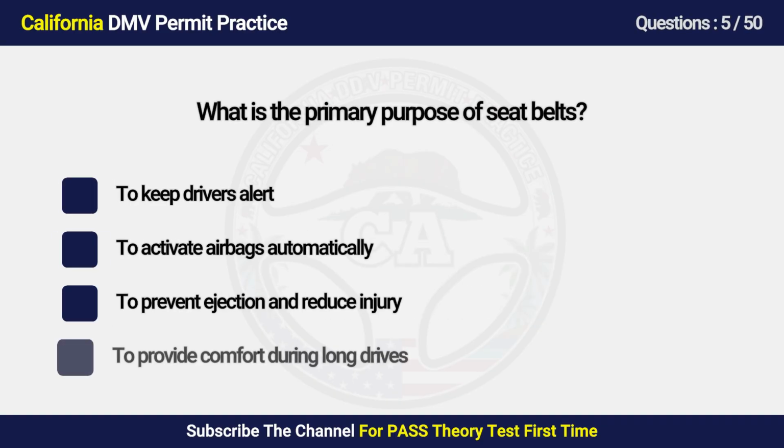Question 5. What is the primary purpose of seat belts? A. To keep drivers alert. B. To activate airbags automatically. C. To prevent ejection and reduce injury. D. To provide comfort during long drives.